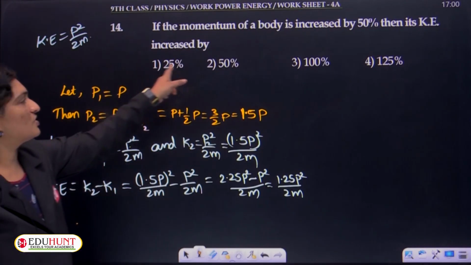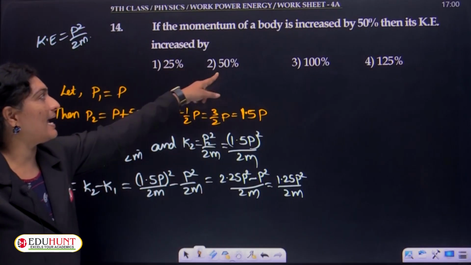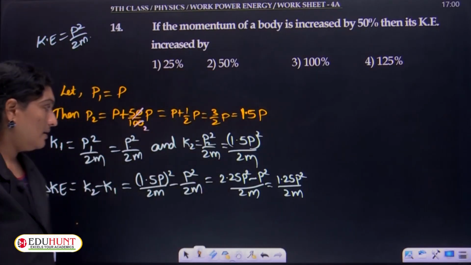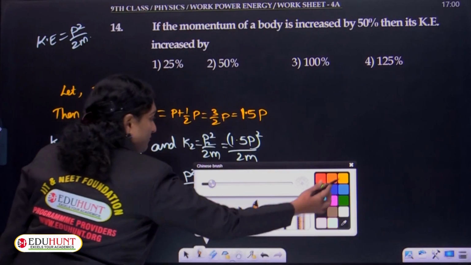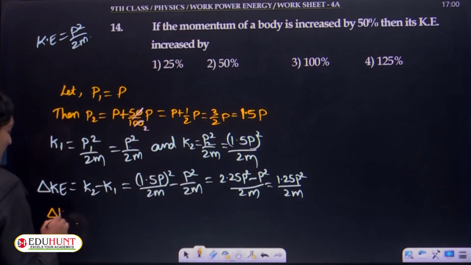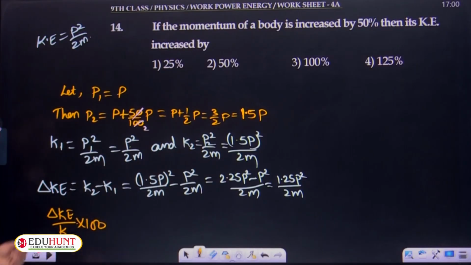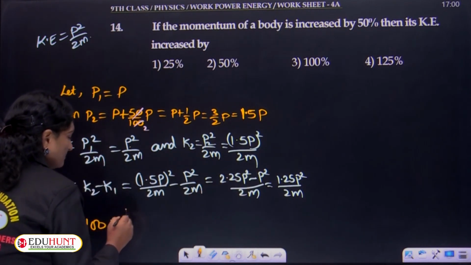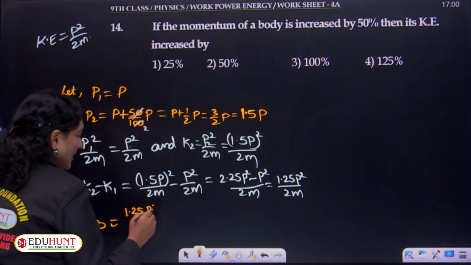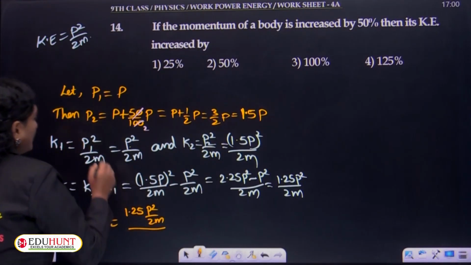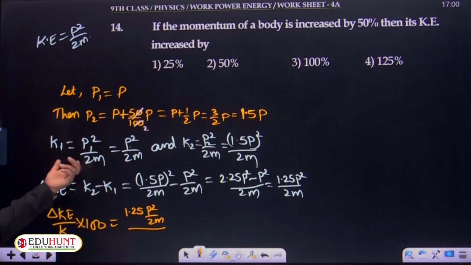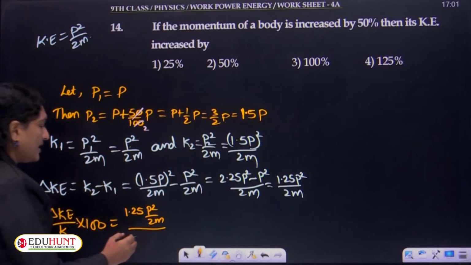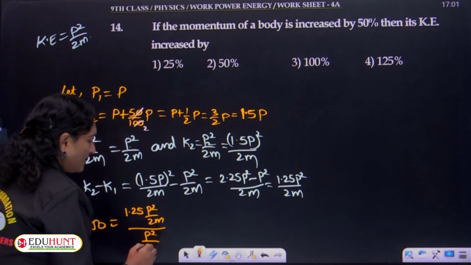But you are asked to find the increase in kinetic energy in the form of percentage. In the form of percentage, the formula would be delta KE by original KE into 100. So change upon original into 100. What is the change we found? 1.25 P square by 2m. What was the original? Original means the initial kinetic energy. What was the initial kinetic energy? It was P square by 2m.